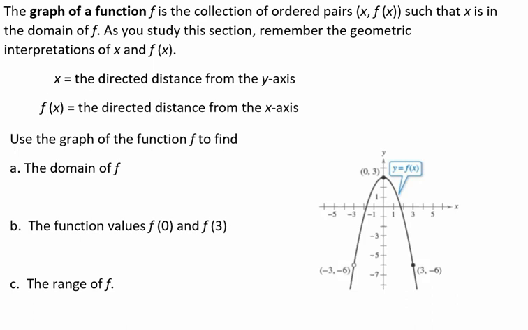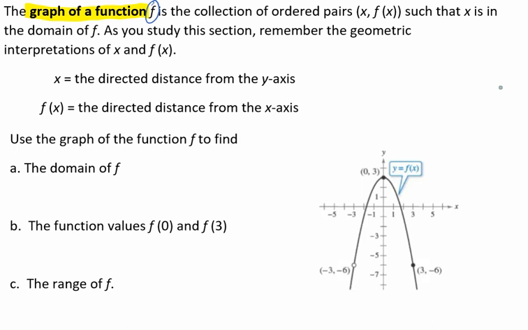In this video, we're going to practice finding the domain and the range of a function. Now, the graph of a function, we'll call it f, is the collection of ordered pairs x, comma, f of x. If you remember from some of my other videos, we talked about how f of x is like y, right? It's our output that we're getting. So don't freak out when you see f of x in there. It just means what was the y value, okay?